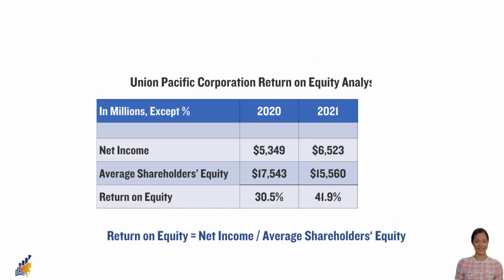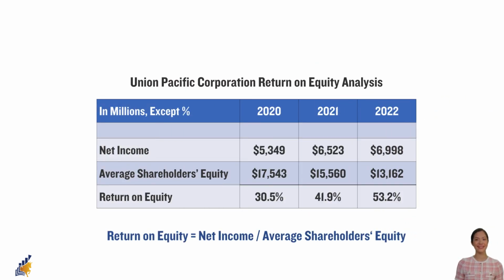Presented on the slide is a 3-year historical analysis of Union Pacific's return on equity. The average shareholders' equity is listed in the exhibit. It's calculated based on the shareholders' equity at the beginning of a given year and the shareholders' equity at the end of that year. Take the sum of those two numbers and divide by 2.